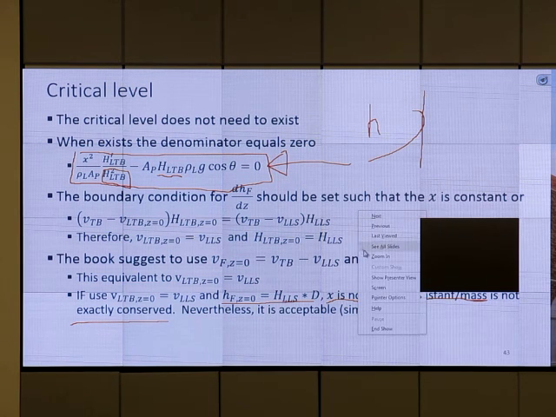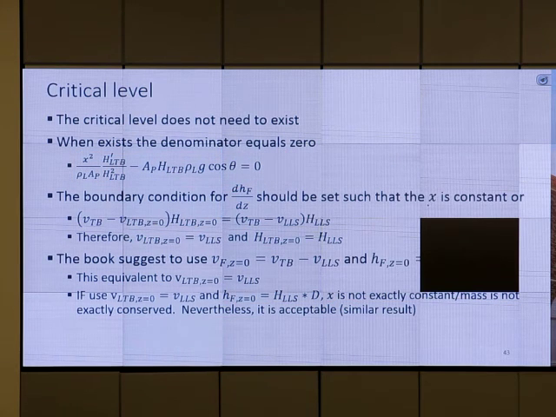I put here that we want to select the height that makes x constant. So (VTB minus VLTB at z equals 0) multiplied by HLTB at z equals 0 must be equal to (VTB minus VLLS) multiplied by HLLS. So the shedding rate from the slug body has to equal the mass that goes into the film zone, right? So we have this relationship.